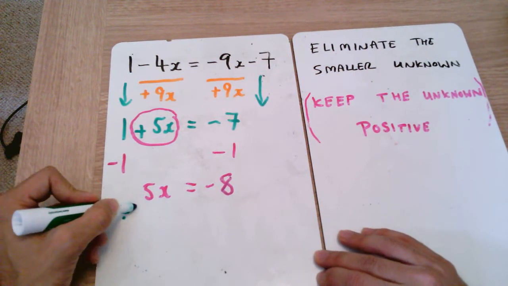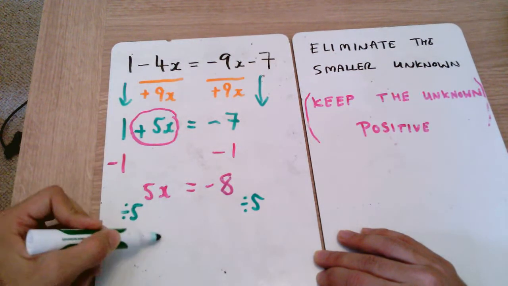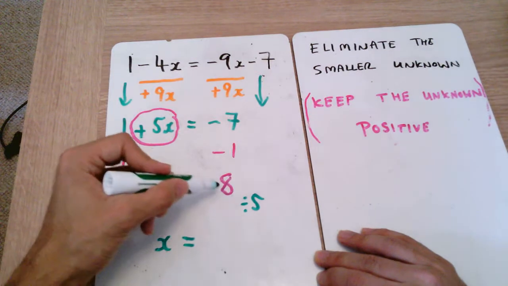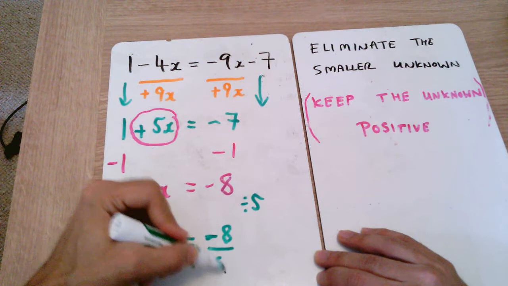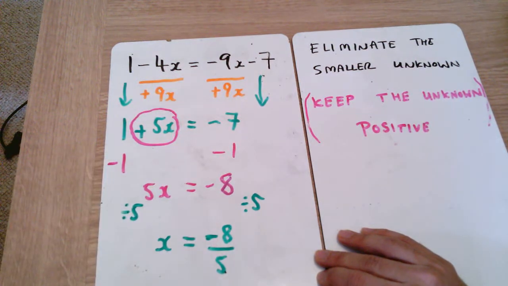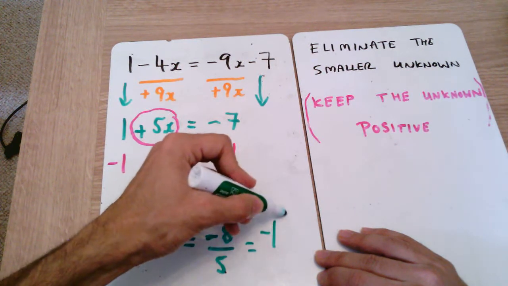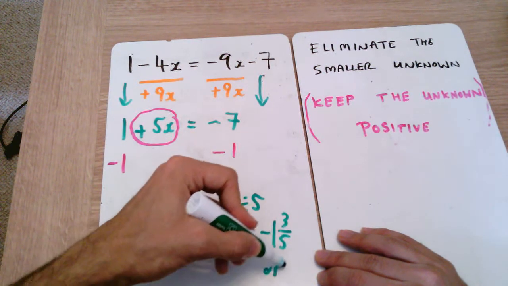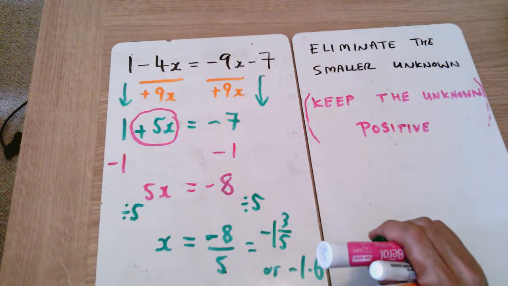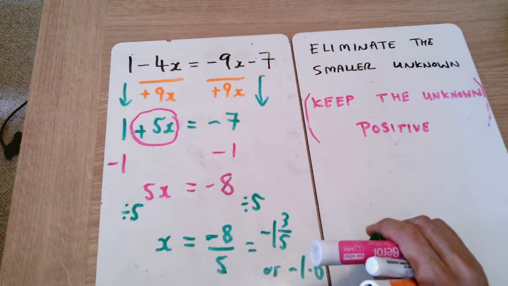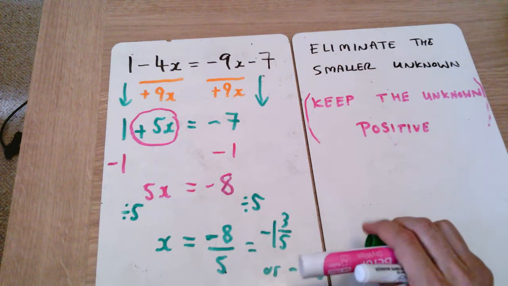If I divide this side by 5, I have to divide this side by 5. 5x divided by 5 is just x. Minus 8 divided by 5, you can write actually as minus 8 over 5. That's completely fine. But if you want that as a value, that is equal to either minus 1 and 3/5 or minus 1.6. And that's completely fine. Either of those answers is allowed. We've got one as a mixed number and one as a decimal.